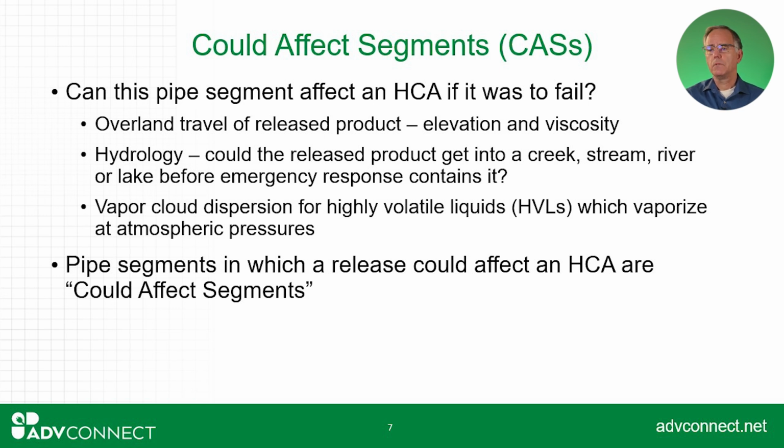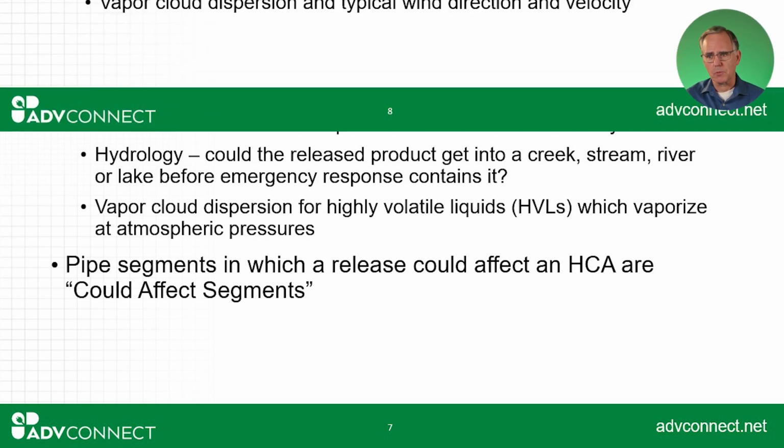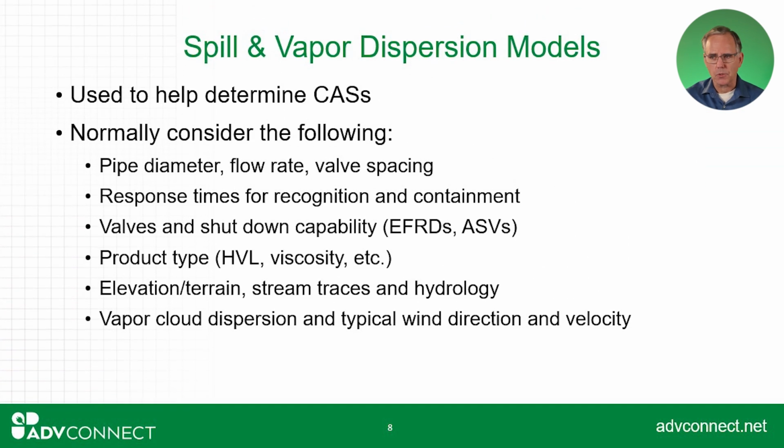So we use our spill model and our vapor dispersion models to help determine those could affect segments. Normally it considers things like pipe diameter, flow rate, pressure, valve spacing, terrain, elevation changes. Response times: how long does it take you to recognize you have a leak? How long does it take you to shut down the system? Then how long does it take you to get out and contain it, get the booms out on the rivers, so that you can stop the flow and the travel of these products. So keep that in mind.